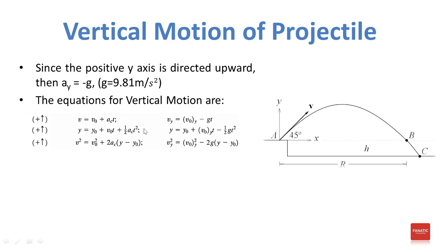For the second equation we put acceleration as minus g. So we get y is equal to y naught plus v naught y into t minus 1 by 2 g t squared. This is the second equation for the vertical motion of a projectile. The third equation is v squared y is equal to v naught squared y minus 2g into y minus y naught, where we put minus g instead of a.